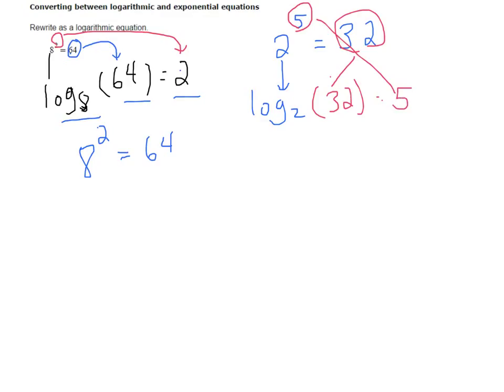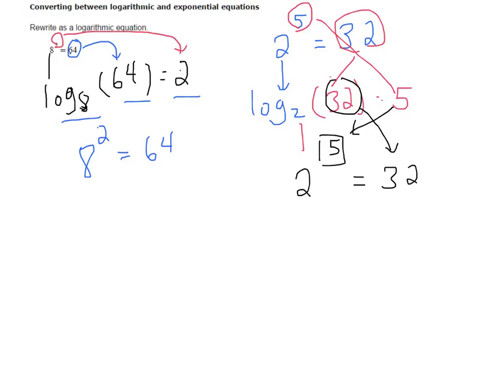And likewise, we could rewrite this logarithmic equation as an exponent. The base stays the same, 2, and then my exponent comes here, to the 5th power equals 32. So these two are equivalent to each other. If you can write something as an exponential equation, you should be able to write it as a logarithm equation.